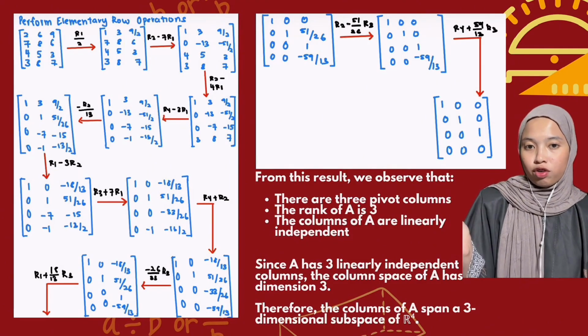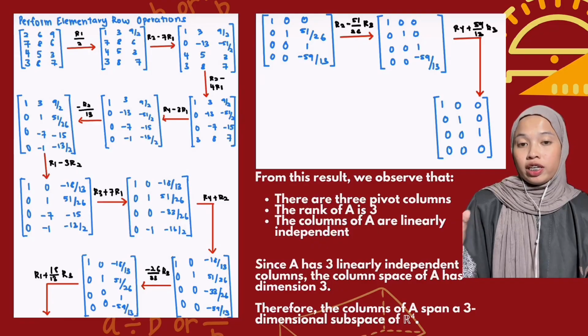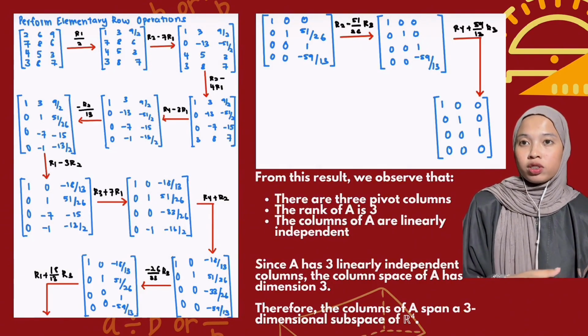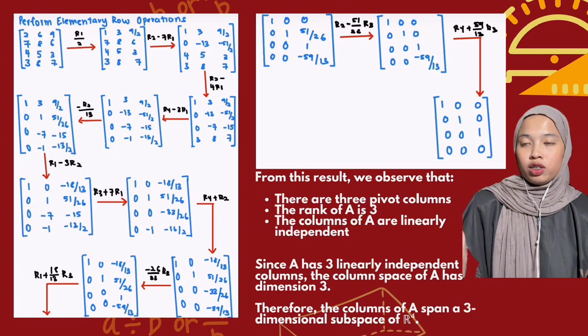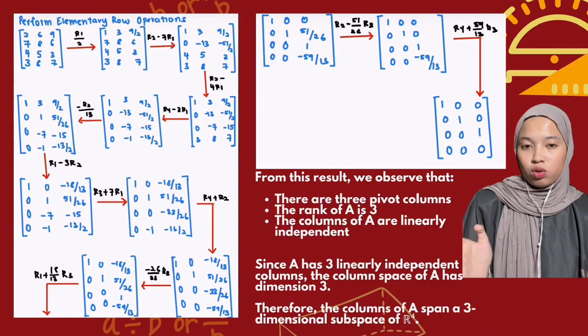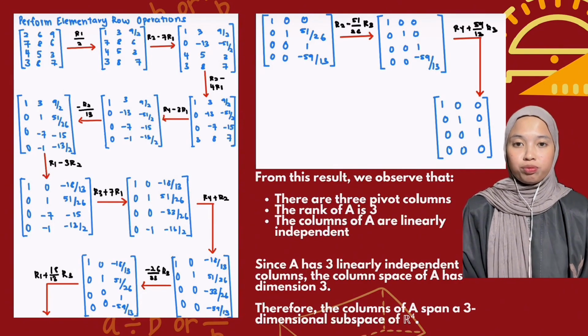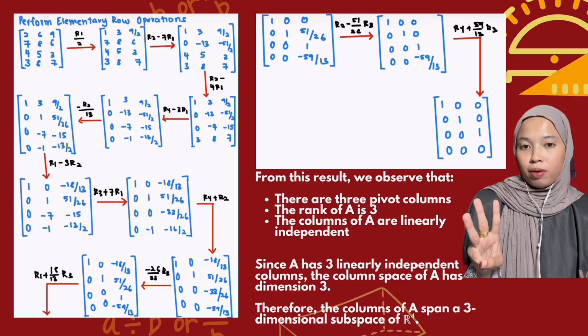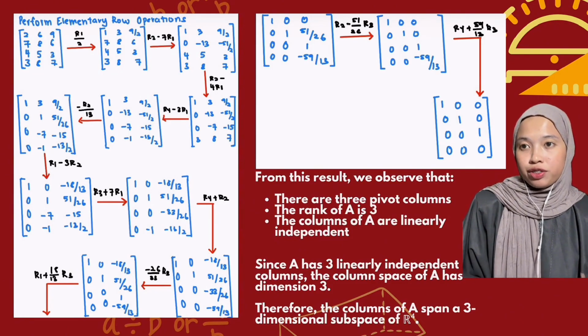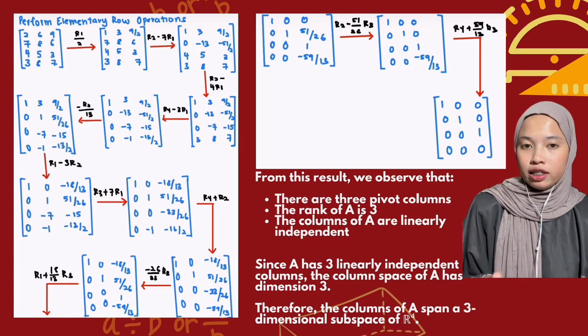This is how we perform ERO. After reducing A into reduced row echelon form, we obtain this matrix which is 100, 010, 001, 000. From this result, we observe that there are 3 pivot columns. The rank of A is 3. The columns of A are linearly independent.